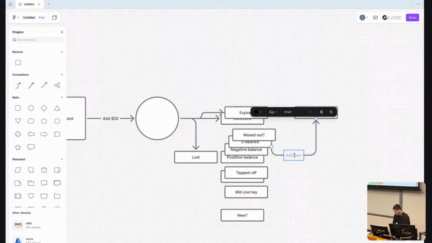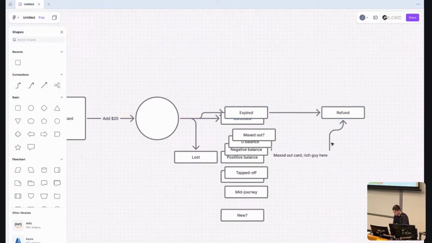So maxed out card, rich guy here. I mean, if you've got a maxed out Opal card, I'm kind of worried. You can give me some money, right? But that might be different to these, which might just have no message, so they just go straight to success. Whatever, you get the idea.